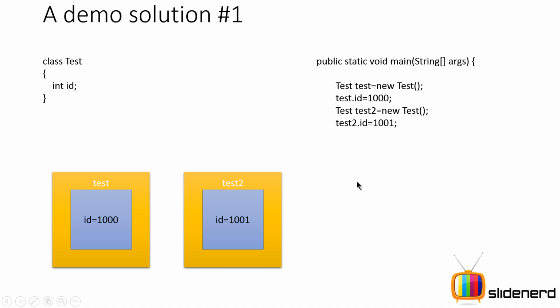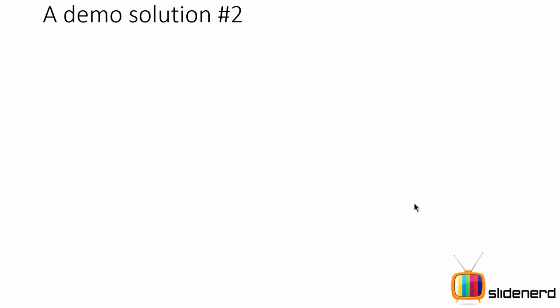Then you'll say test2.id is 1001. So is this what we want? Well, not really, because if you notice, we are explicitly giving values. We're saying test.id is 1000, test2.id is 1001. What we want is for the values to be given automatically when the object is created. So how can we do that? Well, we can have another solution which looks something like this.